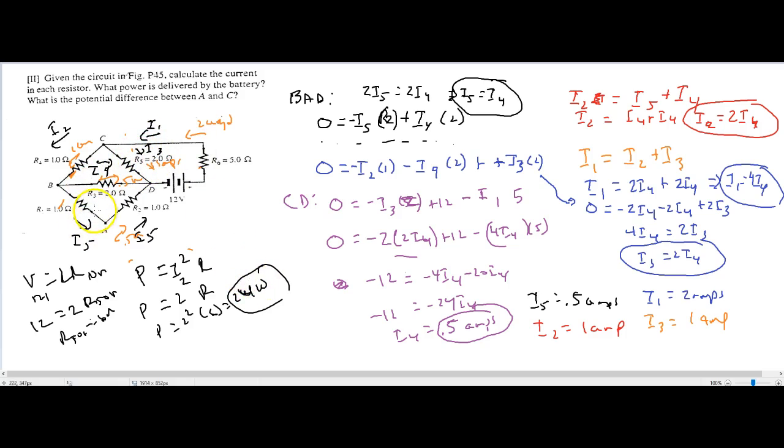And then the second question was the potential difference between A and C. I can choose any route I want to, but if I start here and I go this way, I got the correct flow current, I gain 1.5 times 1, so 0.5 volts. But now I'm going uphill some more, so I have to go up another, this is 1 amp times 2, so I'm going up 2. It shouldn't be that much. Hold on. 1 times 2 is 2. That's fine. So I get 2.5 volts is how much it goes up.